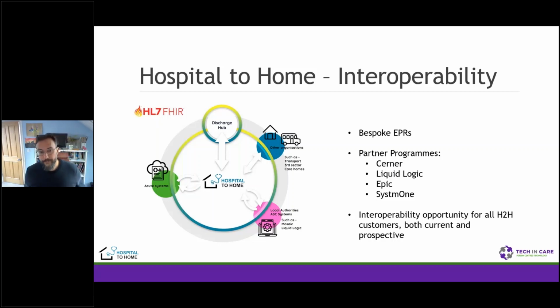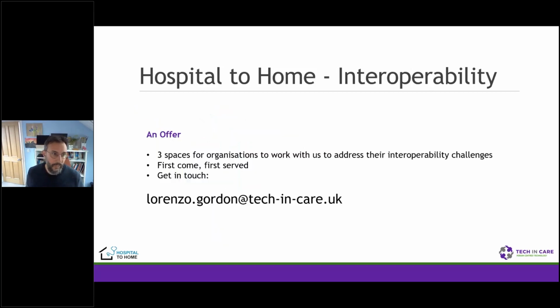The UKRI funding also presents us with quite a wonderful opportunity that we're happy to share with you right now, which is that if you're not already a hospital to home user or customer who we're already working with on interoperability, there are 3 spaces for organisations who are engaged in interoperability challenges and want to talk to us about how we might be able to support your work in this.